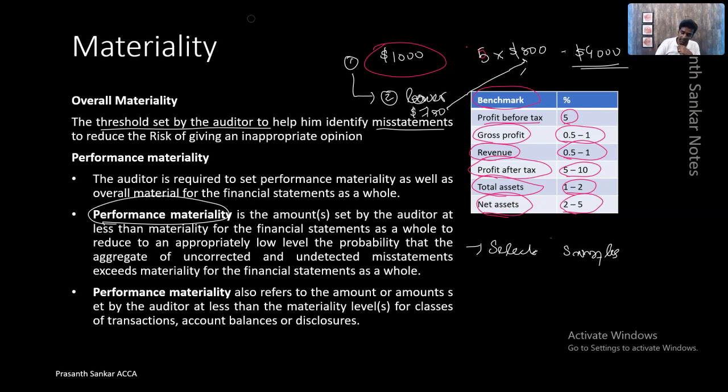And as I told you, level 1 is overall materiality. Level 2 is performance materiality, which is lower. For each of the transactions, we will keep something called tolerable error, the error which we can tolerate. That is called TE. That's the third level of materiality.